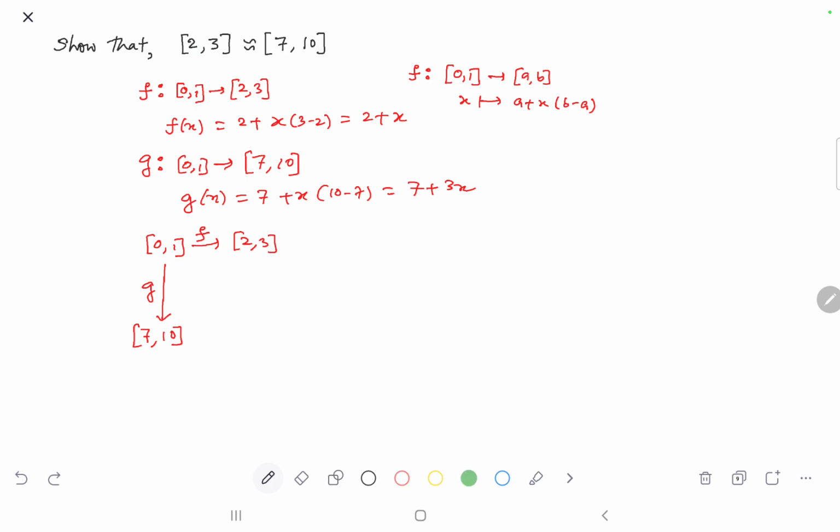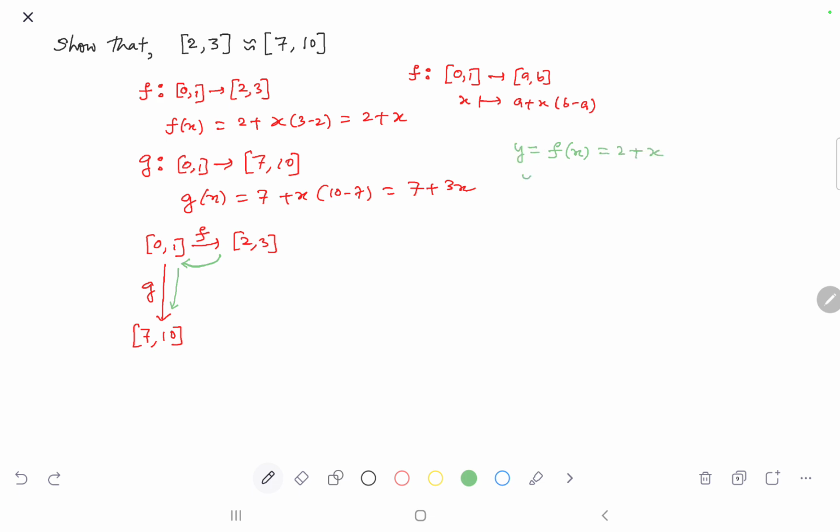If we get the reverse map, first we apply the reverse map, then we go through this. Then we get a map from here to here. So we need to calculate F inverse, the inverse of the F map. Let me tell you how to find the inverse of a map. F of x is defined as 2 plus x, right?